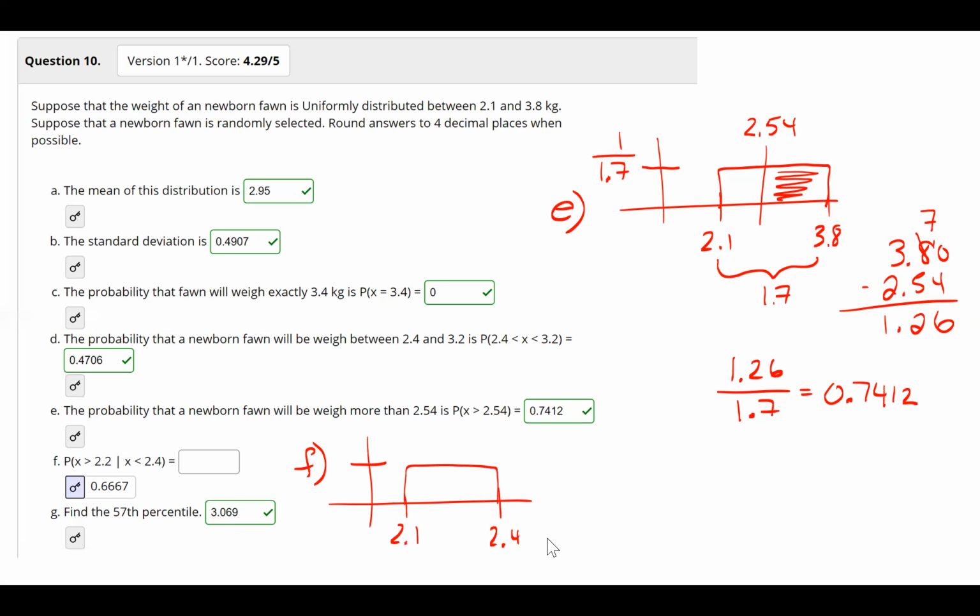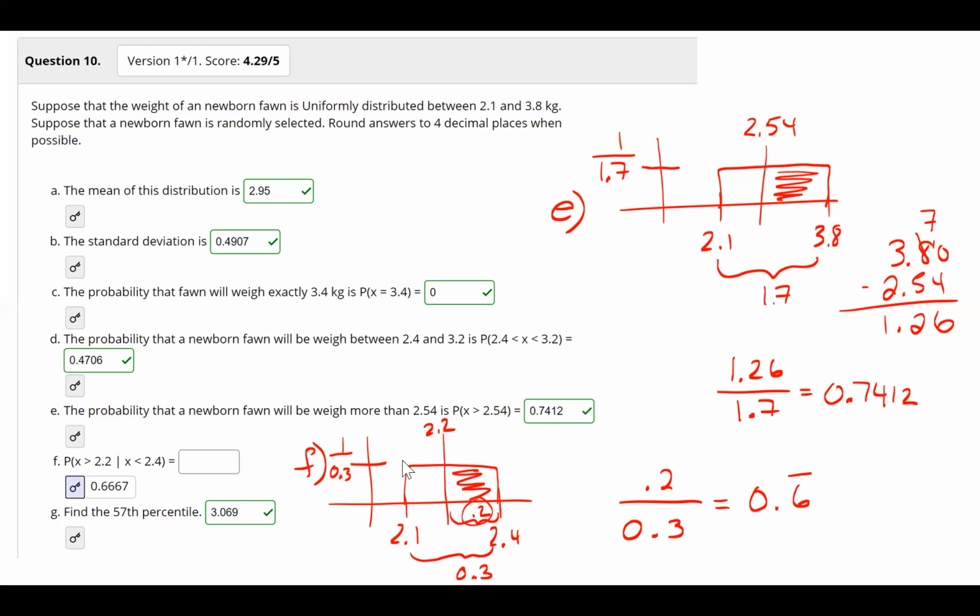So if I think about what is the range right here, that'll be 0.3. If you subtract them from one another, that's 0.3. So then the height of my rectangle will be 1 over 0.3. Okay, we got that. Now I'm going to put my 2.2 in here. And the question is, what's all this area right here? So if I subtract 2.2 from 2.4, I get myself a 0.2. That is the leftover area that I have. So 0.2 divided by 0.3, or multiplied by 1 divided by 0.3, and we get ourselves a 0.6 repeating.